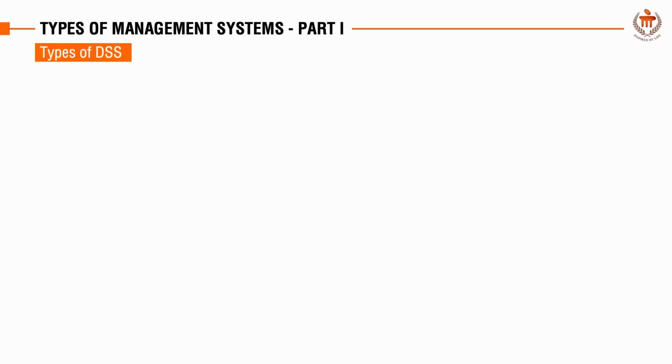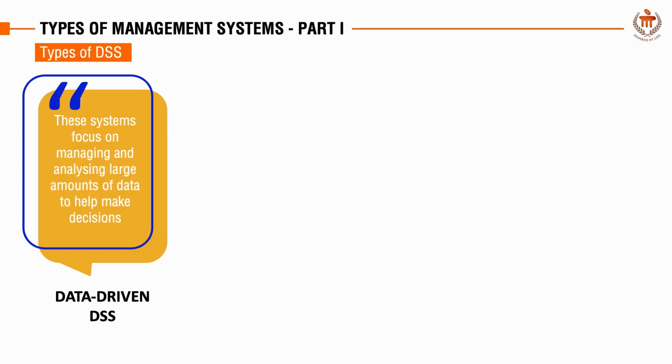Next, let's go through the types of DSS. Types of Decision Support Systems, DSS. Decision Support Systems are classified into different types based on their purpose and how they assist in decision making. The first type is data-driven DSS. These systems focus on handling and analyzing large amounts of data to aid decision making. They are commonly used for tasks like generating reports, identifying trends, and monitoring performance.